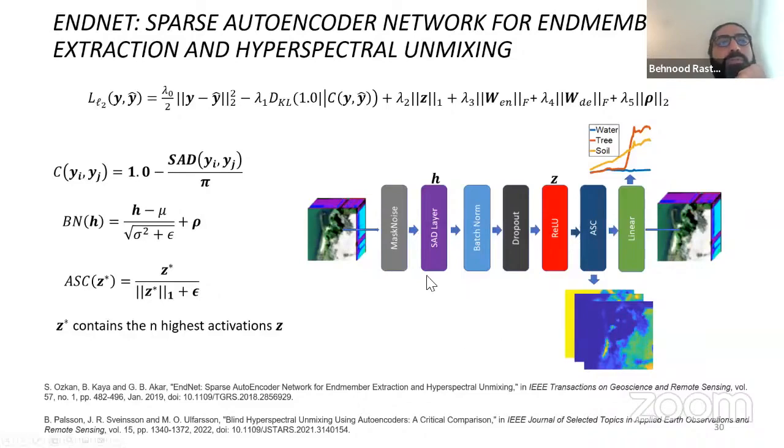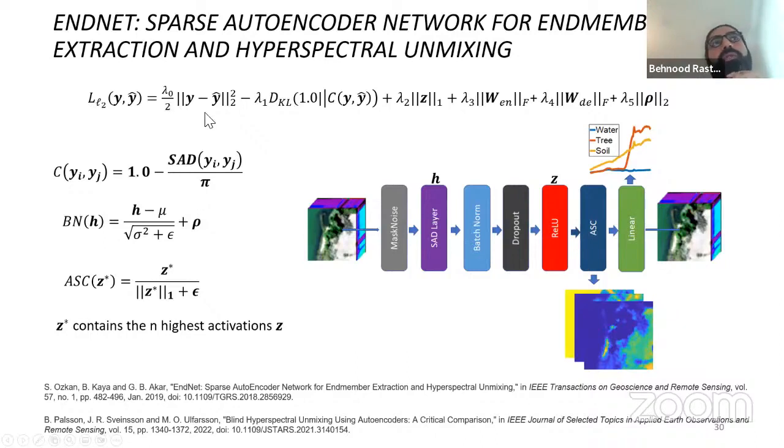Also, they use dropout, and for abundance non-negativity and abundance sum-to-one, as we already discussed, they use ReLU and basically L1 for abundance sum-to-one applied to Z star, which just contains the n highest activations, and then they use a linear layer to extract the n endmembers.